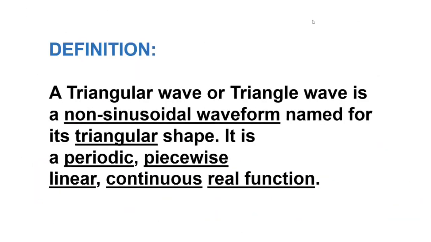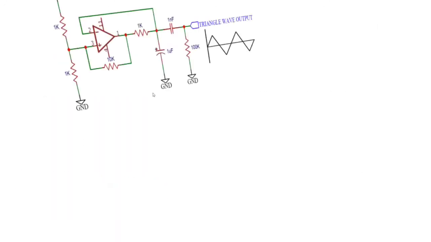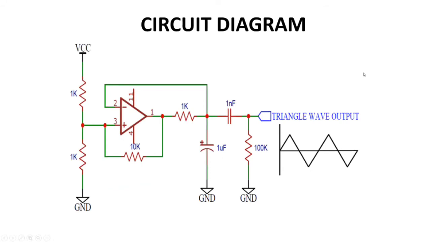Triangular wave or triangle wave is a non-sinusoidal waveform named for its triangular shape. It is a periodic, piecewise linear, continuous real function. This is the circuit diagram of the project.